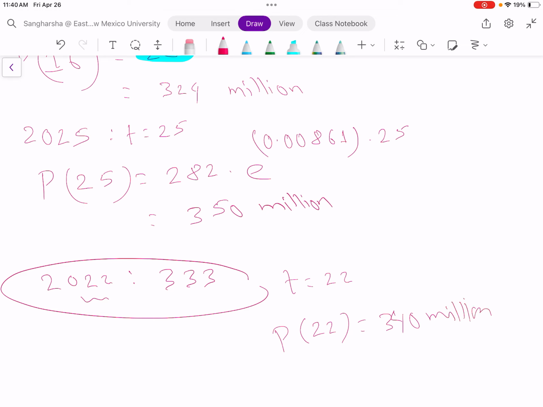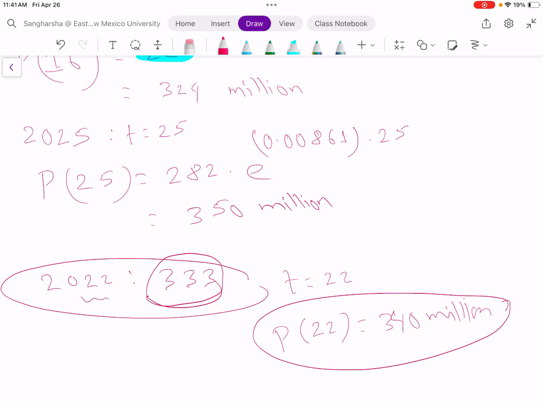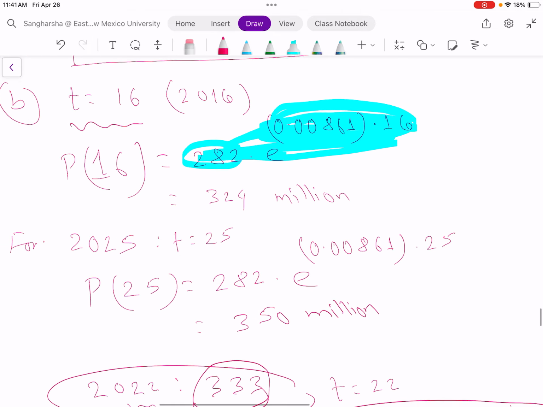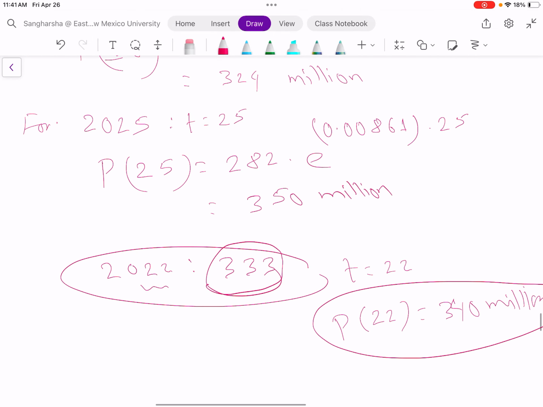Okay, so this is the estimation that we made from the function. And the real population was 333 million plus. So it still gives some number, but it's a 7 million difference. That's a huge difference, right? If this is the case, it means the function that we have is not a good model. So we have a 7 million difference. That's a huge difference, right?